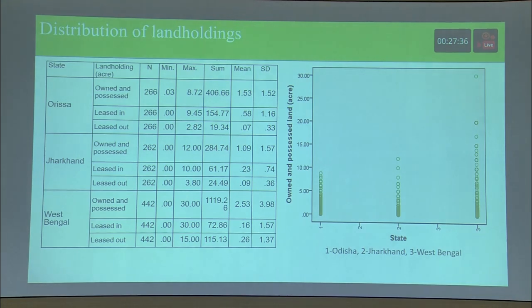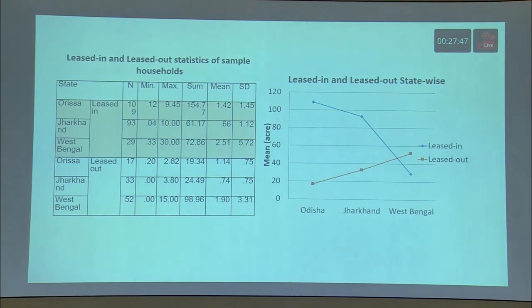You can see some homogeneity at least in the states of Odisha and Jharkhand. The homogeneity is a bit higher in the case of Odisha. And here, especially in the right side figure, you can see the leased in and leased out percentage. I've given this one, there's actually a mistake, I did it hurriedly.